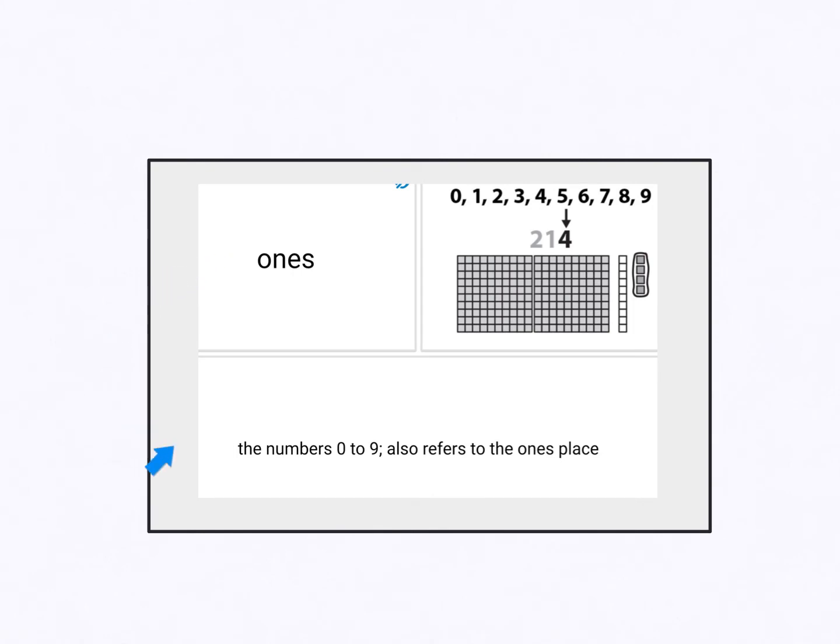Ones can be defined as the numbers 0 through 9, also refers to the ones place. So here we have our 4, which is in the ones place, and we can see 4 ones, 1, 2, 3, 4, making this worth 4.